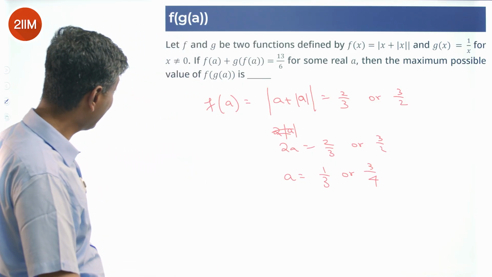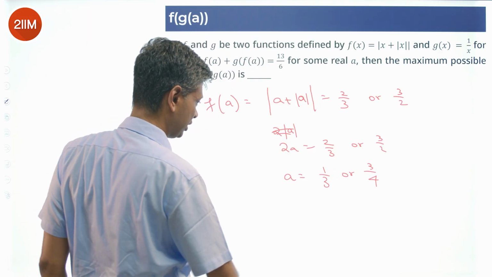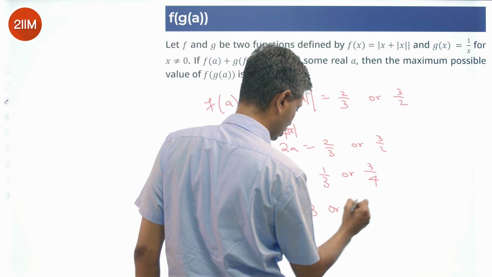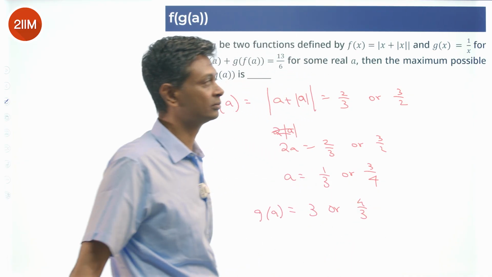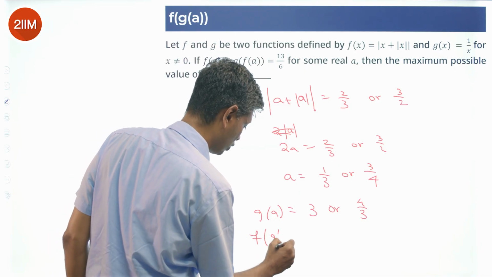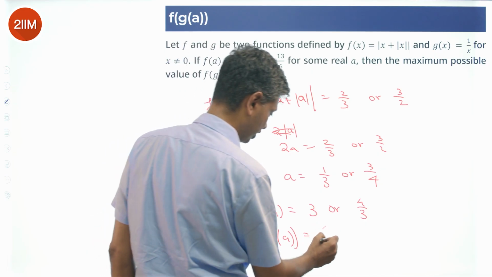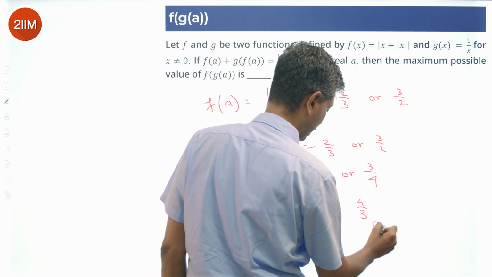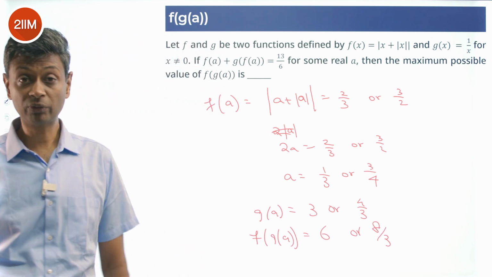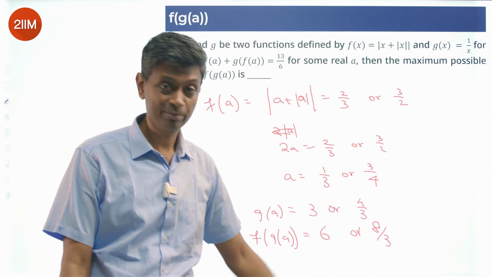Nice. The maximum possible value of f of g of a. So a is 1 by 3 or 3 by 4. G of a is 3 or 4 by 3. F of g of a is 3 plus mod 3, whole modulus, 6 or 8 by 3. The maximum possible value of f of g of a is 6, because 6 is more than 8 by 3. That's it.